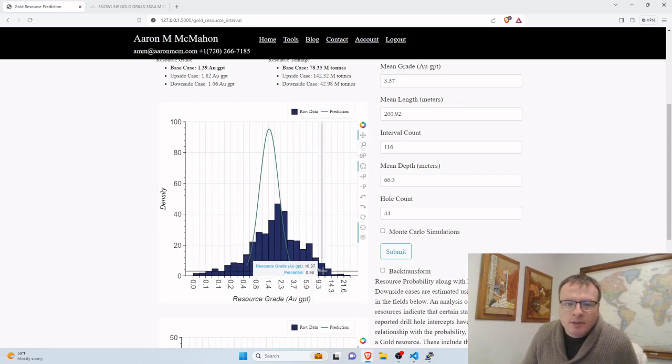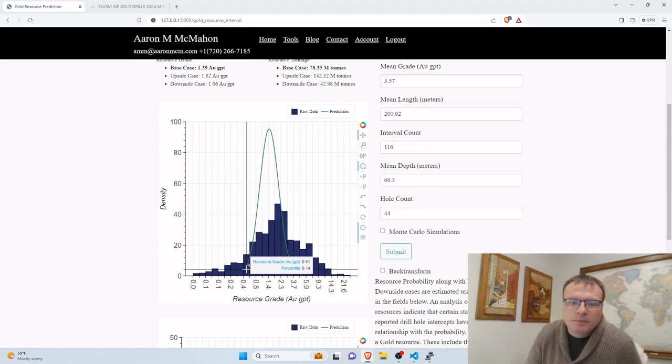There are much higher grade deposits, a little more rare, but you can reach, in this case, 10 grams per ton, sitting at that 98th percentile. You've got a 98% chance that a resource is going to be that great or lower, and a 2% chance that it's going to be higher than 10 grams. And then you have the low end too, say a 0.5 gram per ton resource would be on the low end of the spectrum.